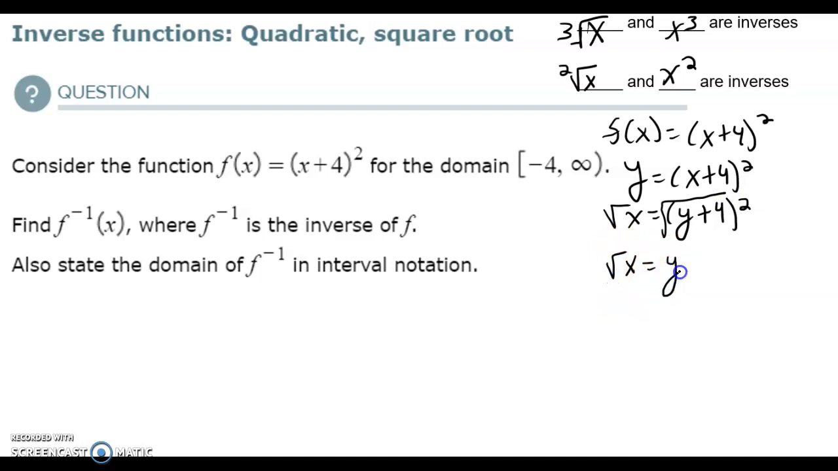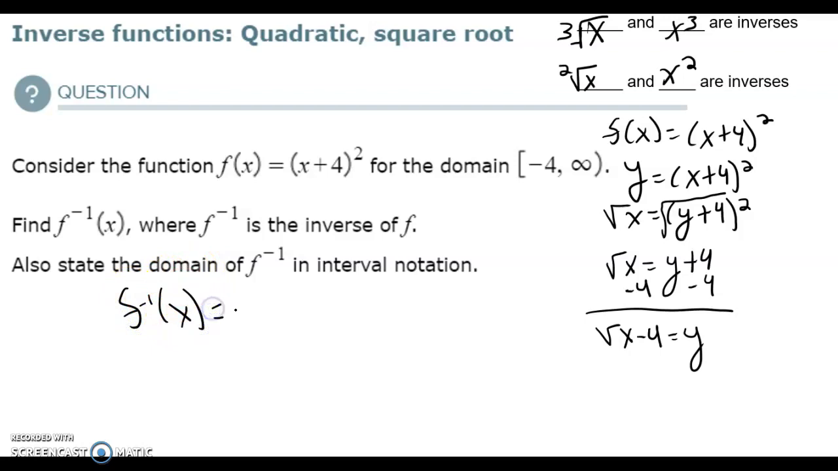Square rooting both sides, I square rooted both sides. Square rooting both sides will get rid of that squared. Subtract 4 from both sides. I cannot leave this as a y. I need to write this f negative 1, or the inverse of f. And this minus 4 is outside of the square root. It is not underneath the square root.